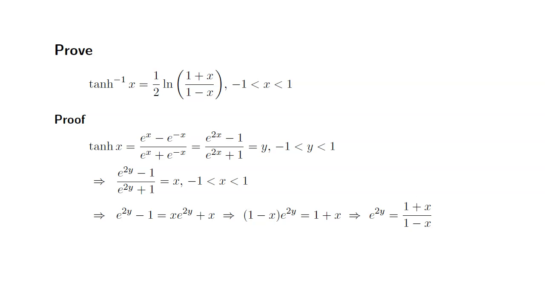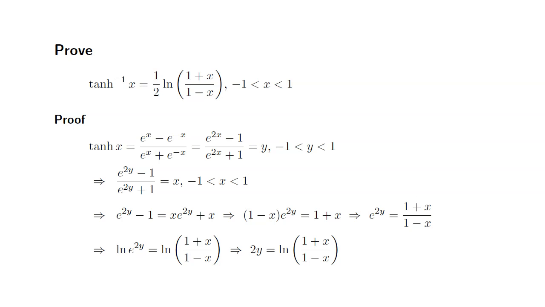Now we need to isolate that y. So first we can get rid of e by applying natural log to both sides. Since natural log and exponential functions are inverses of each other, natural log of e to the 2y becomes just 2y. So you have 2y is equal to natural log of (1 plus x) over (1 minus x).